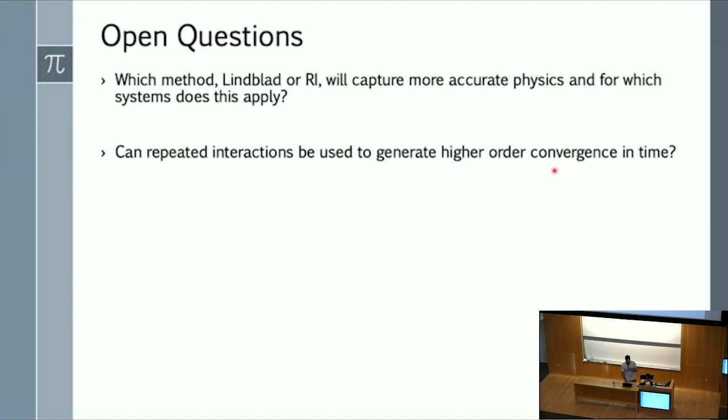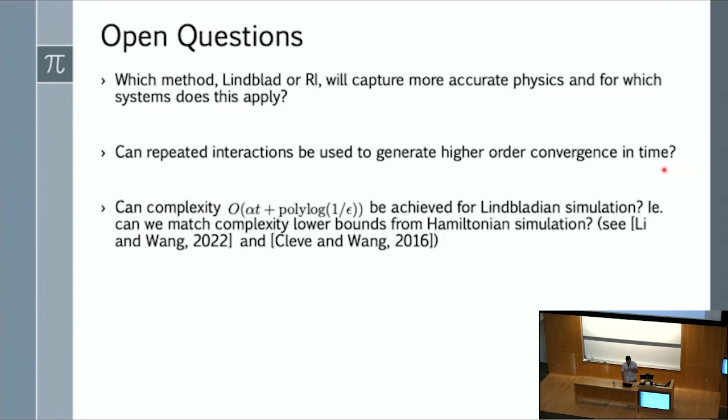Can these repeated interaction style maps generate higher order convergences? If so, probably new techniques would need to be used to analyze these, as if you've ever tried to Taylor expand a Lindblad evolution beyond second order, it's a nightmare. And also, can the complexity of the optimal Hamiltonian simulation be achieved for Lindblads as well? And for some state-of-the-art results for Lindblad simulation, see these papers I listed. These achieve scaling like t polylog t over epsilon, I believe.